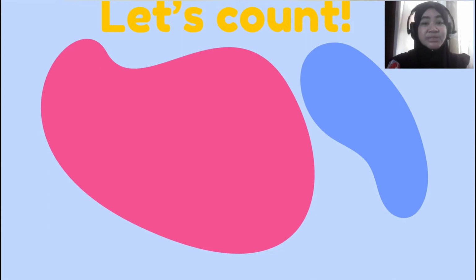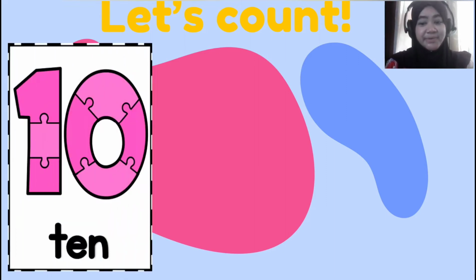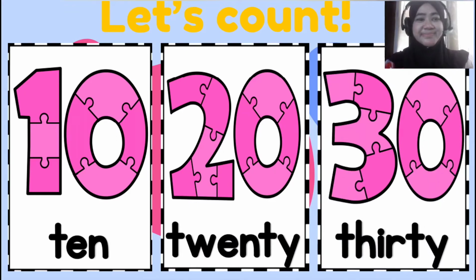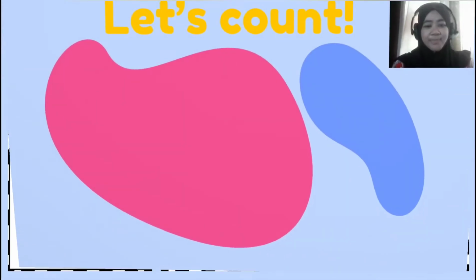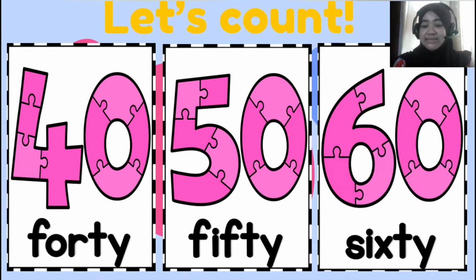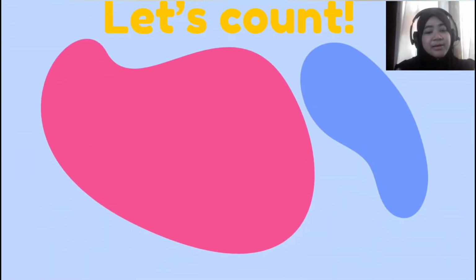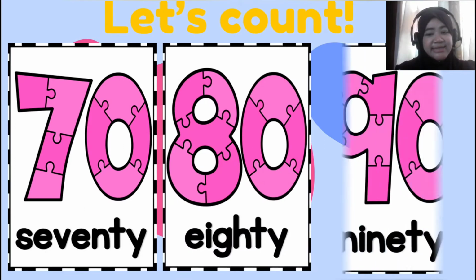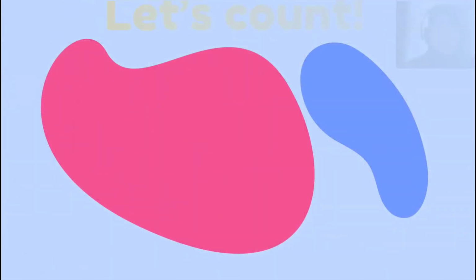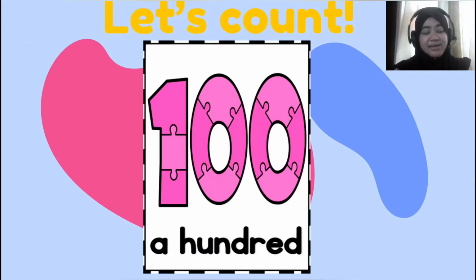Now let's count the numbers in tens. Start from 10 to 100. Let's look. 10, 20, 30, 40, 50, 60, 70, 80, 90, and 100.